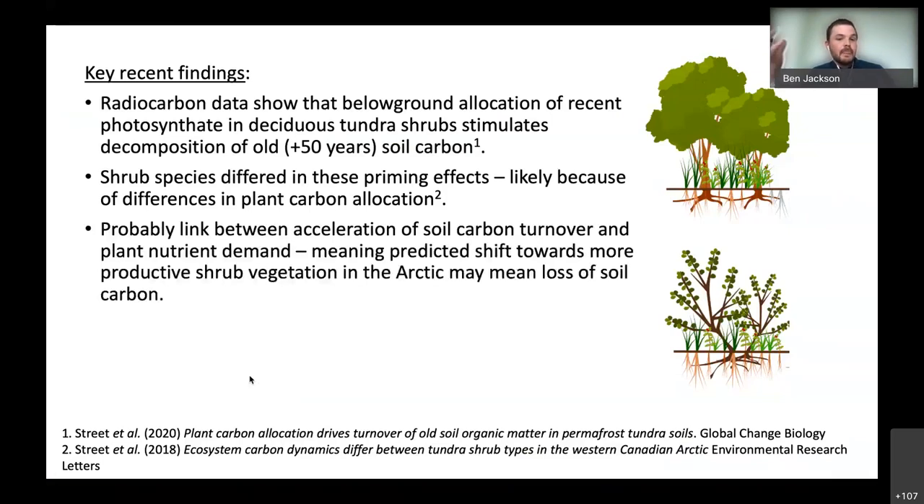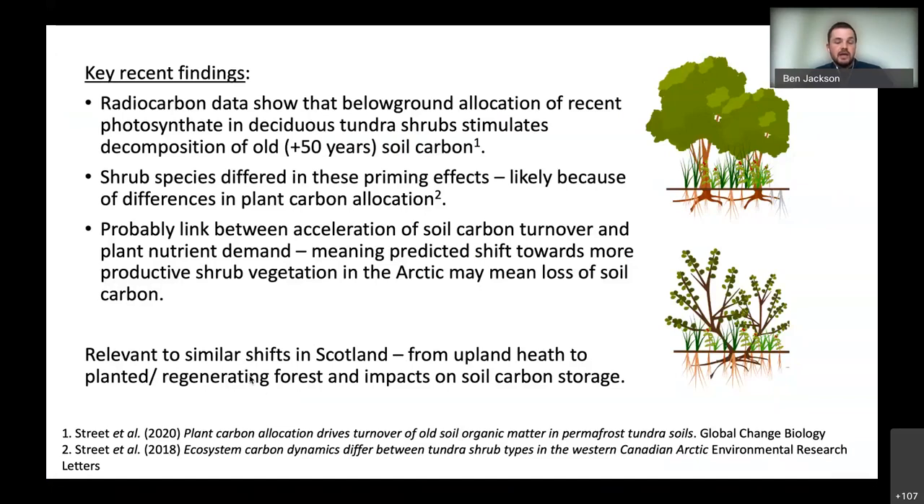But a key part of this dynamic is the probable link of the acceleration of soil carbon turnover because of increased plant nutrient demand, which suggests that shifts towards more productive shrub vegetation in the Arctic may ultimately result in loss of soil carbon, with huge significance for climate change and feedbacks to climate change. More recently, Lorna has established some work in Scotland to try to look at similar dynamics, where planting or natural regeneration of native forest species in heath uplands may be causing similar dynamics in Scotland.